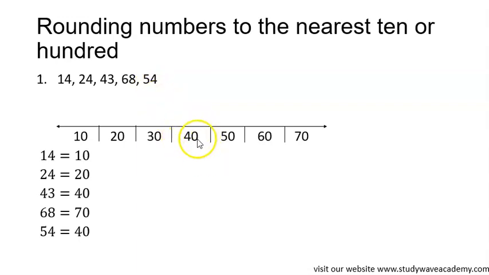So 43 is placed between 40 and 50. 43 is below 45, right? So we round it down to 40. Okay, so 43 is equal to 40.